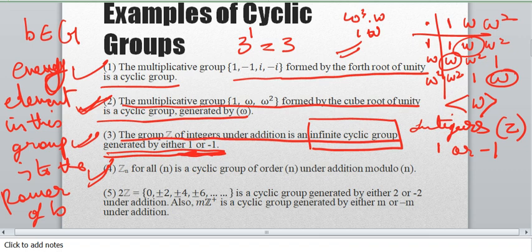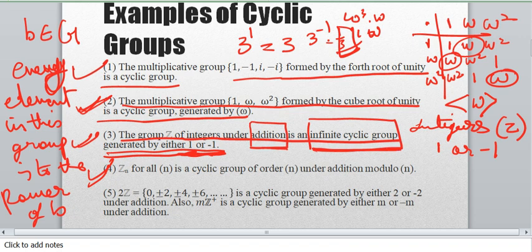So with addition you can generate that. Make sure you understand the difference between the addition and the multiplication here. For the group Z of integers, you might say, sir, 3 to the power minus 1 I cannot generate, because that will become 1 by 3. But that is not what it's saying. It's saying the integers under addition is an infinite cyclic group with a generator 1 or minus 1.